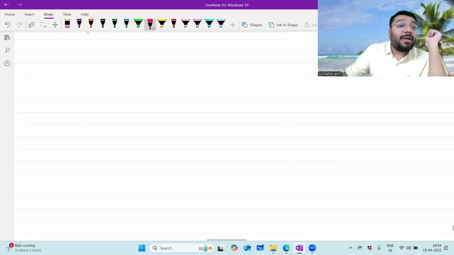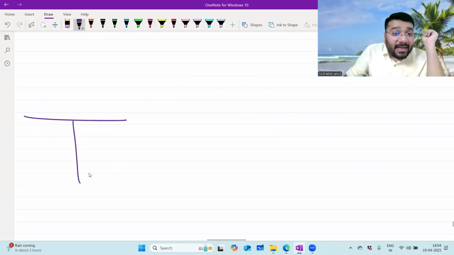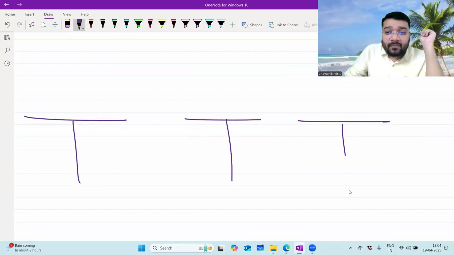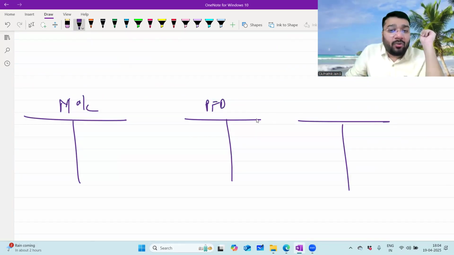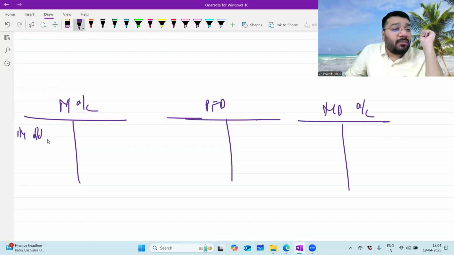Under PFD method, how many ledgers are you supposed to open? Three ledgers I am supposed to open. One is machinery account, one is PFD account, one is machinery disposal account. What is the opening balance? Brought forward balance is how much? 1 lakh rupees in the machinery account.